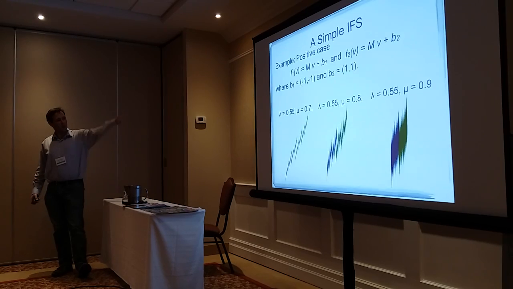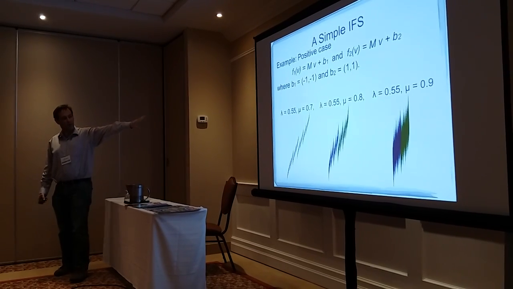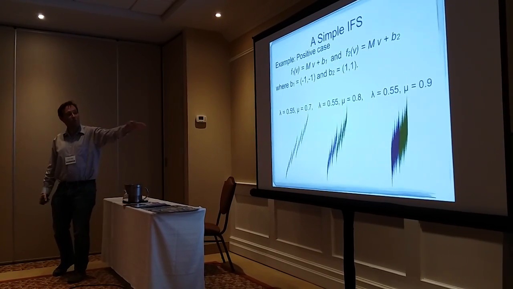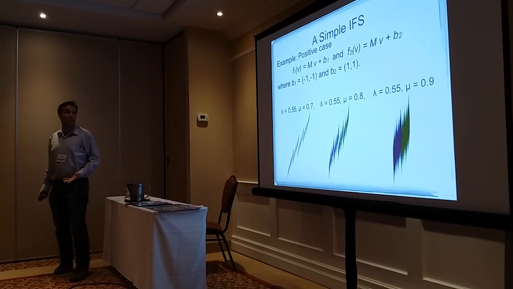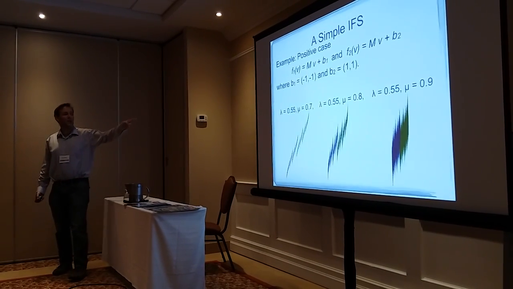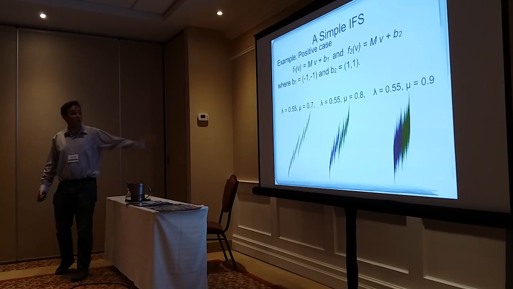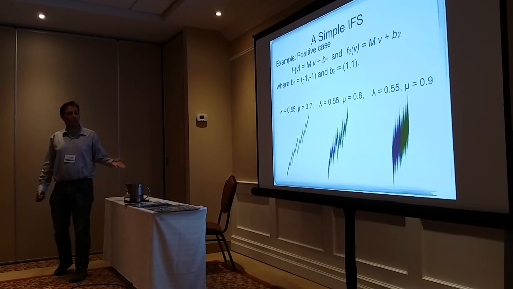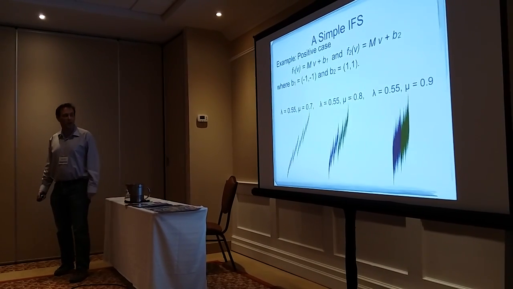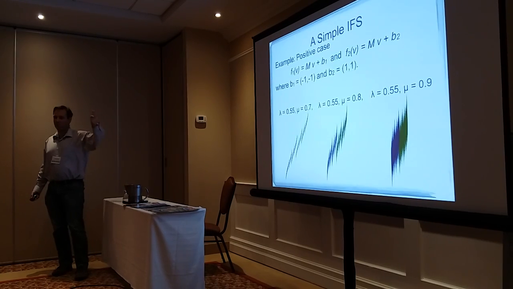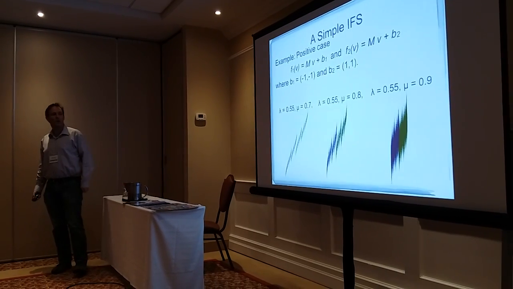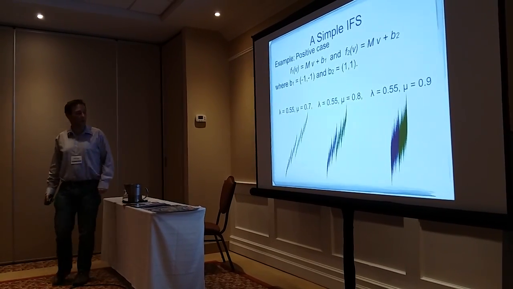So I just want to look at the positive block case a bit more carefully. I've listed three possible iterated function systems here. In all of them I had lambda equals 0.55, and mu equals either 0.7, 0.8, or 0.9. And actually 0.8 is a bit of a cheat. It's not quite 0.8, because it's going to have some properties that I want to look at.